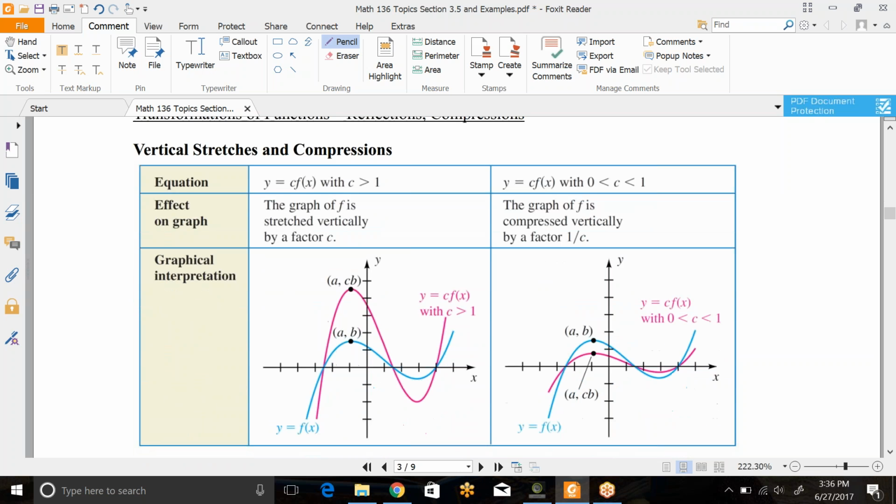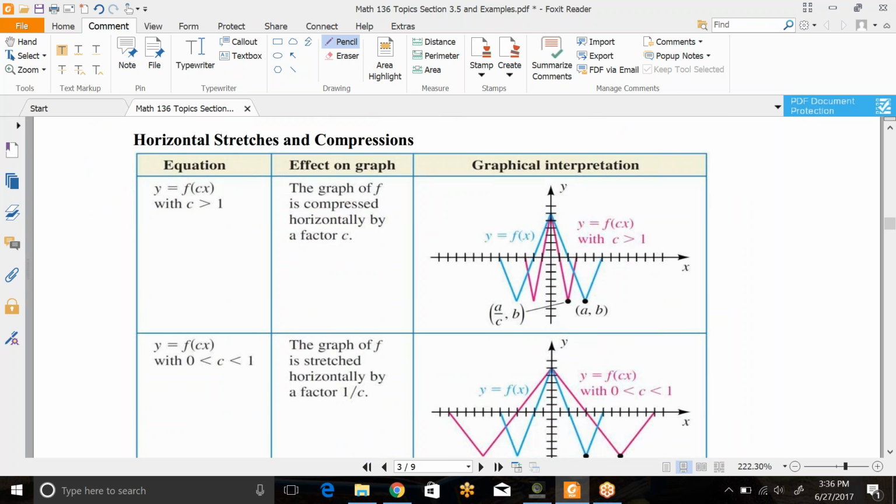The vertical stretches and compressions are if you have a number in front, so something like 2 times f of x, or a half times f of x. If the number in front is bigger than 1, you're stretching vertically by that factor. So notice how this is stretching by c amount. So if this was a 2, this would be 2 times c. So it's getting multiple times bigger. And if it's between 0 and 1, so in other words like a half or a third or 3/4, it actually shrinks it or compresses it vertically.